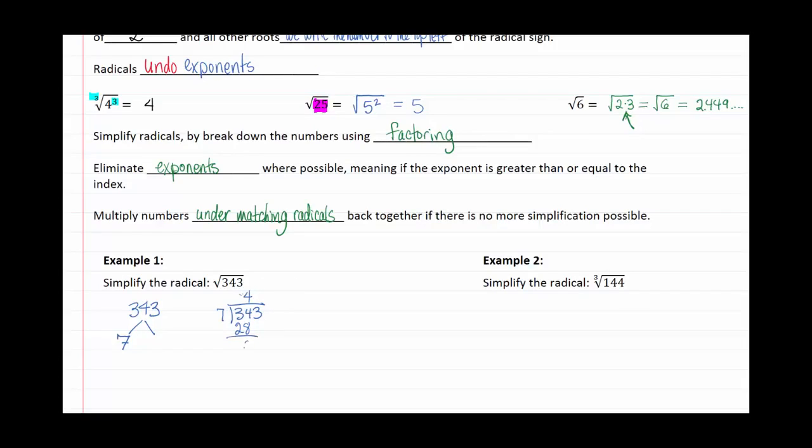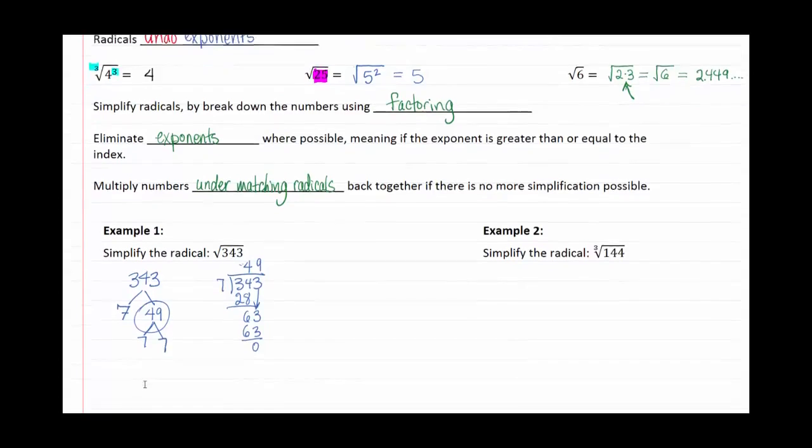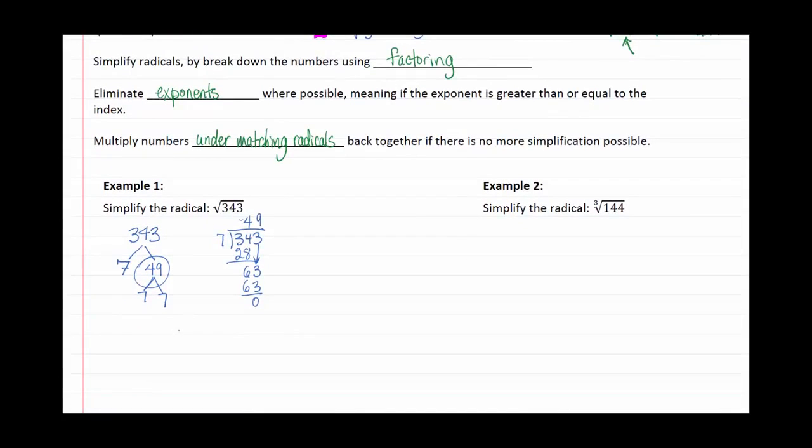And I'm left with 6. 6 and 3 are my remainder when I drop this down. 7 and 9 make 63, and I have a 0 remainder. So I know that my other number here is 49. This happens to be a perfect square of 7 and 7. I can rewrite my radical with these numbers, the 7s, written as an exponent, 7 to the 3rd.